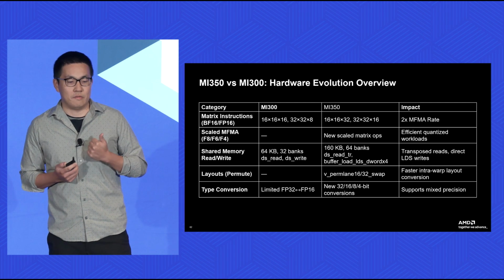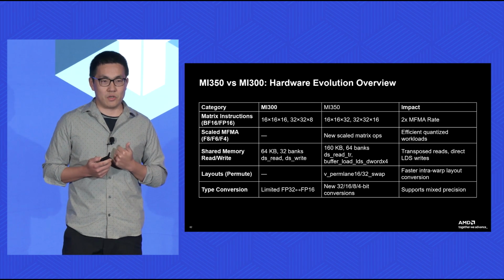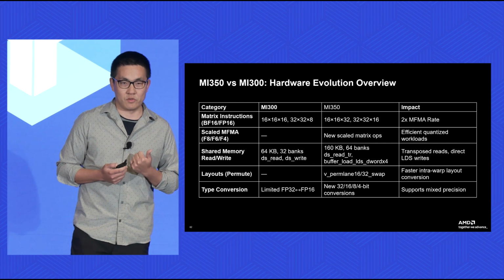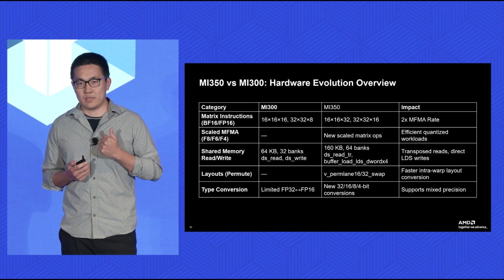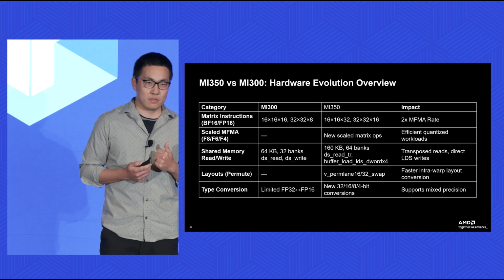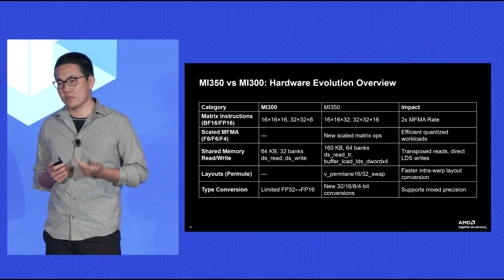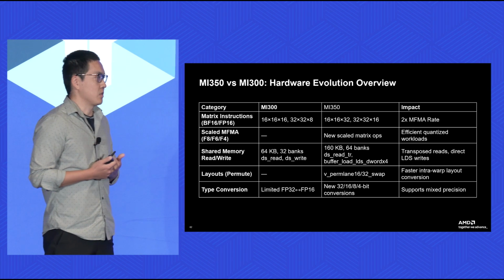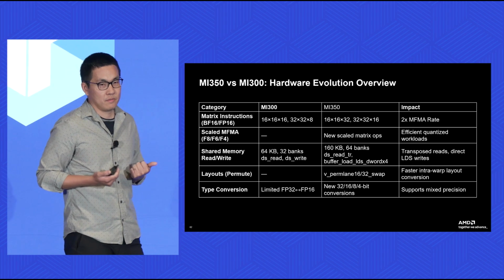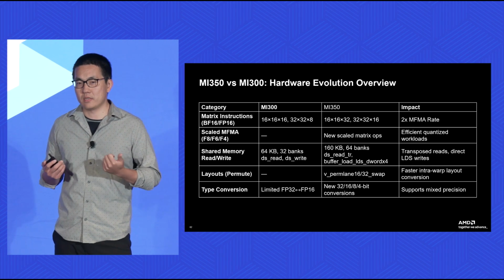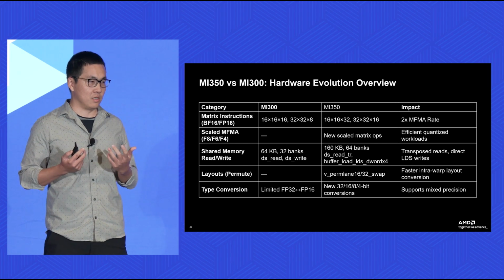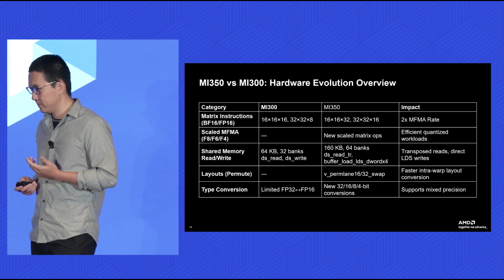We also have the new permlane instructions for faster intra-warp layout conversions, and extended type conversion ops covering 32, 16, 8, and 4-bit paths. Okay, so these new features create a much richer instruction set for compiler optimizations.